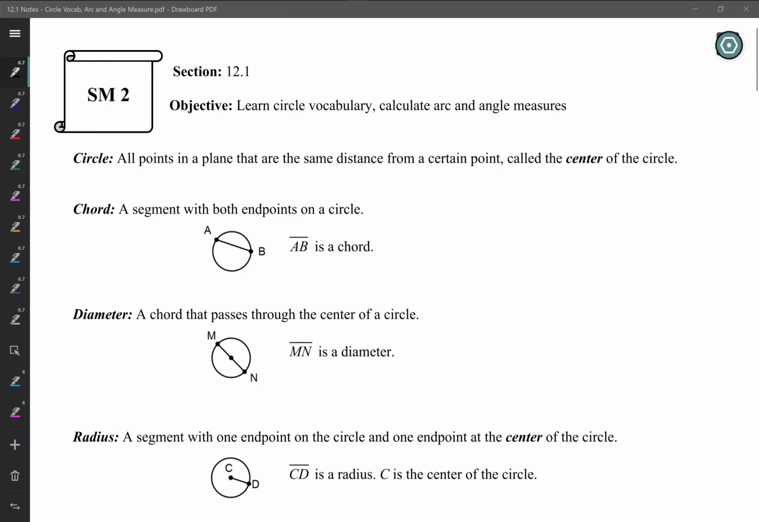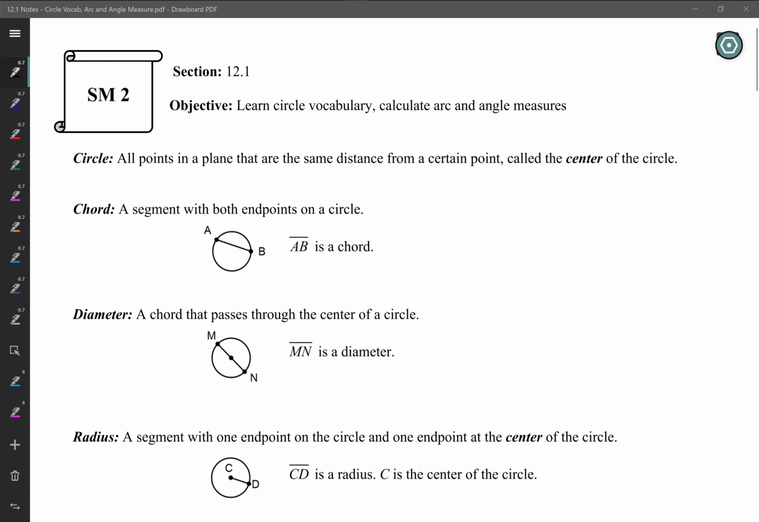We are going to start Unit 12, which is the last unit of the year. Yay! Unit 12 is about circles. So, first thing we need to do is get some vocabulary down. You know you love it. You know you want to learn it. Vocab! Woo woo! All right.